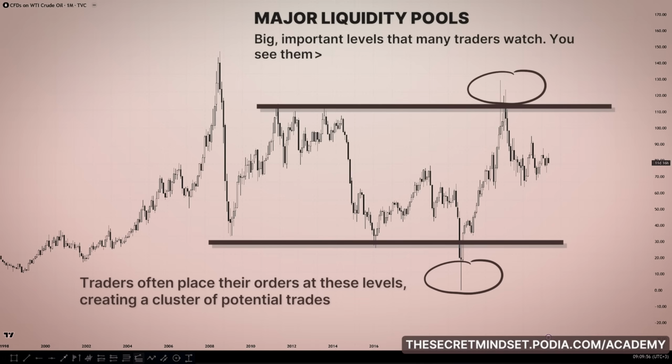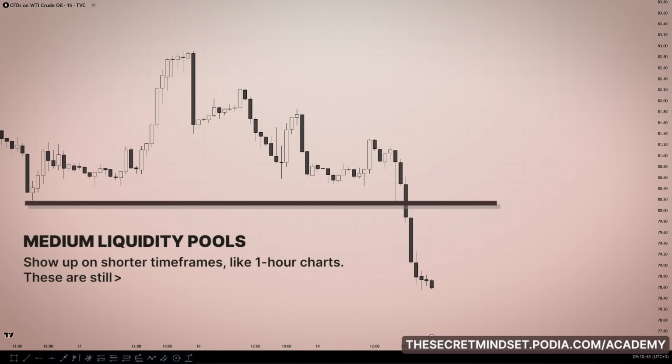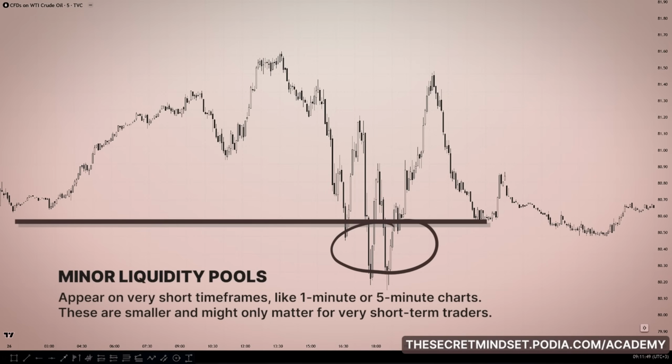Major liquidity pools form at the highs and lows of longer time frames. These are big, important levels that many traders watch. You might see them on weekly, monthly, or even yearly charts. Medium liquidity pools show up on shorter time frames, like 1-hour charts. These are still significant, but not as big as the major pools. And minor liquidity pools appear on very short time frames, like 1-minute or 5-minute charts. These are smaller and might only matter for very short-term traders.